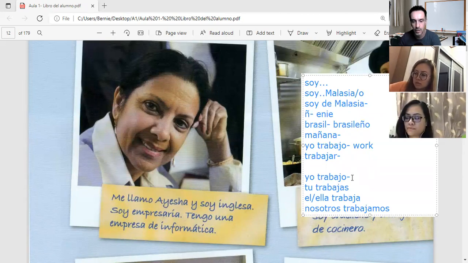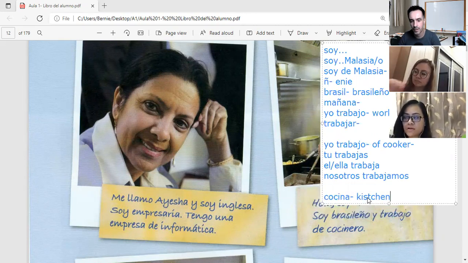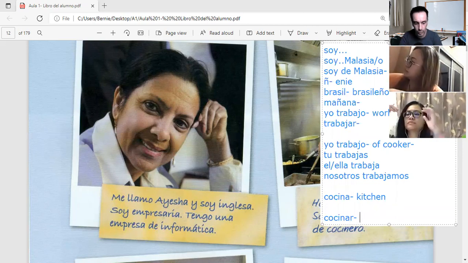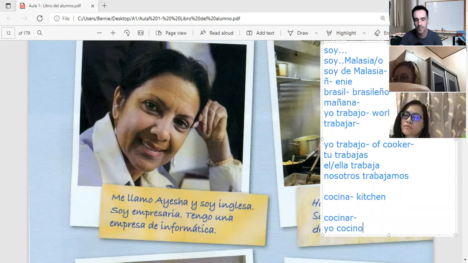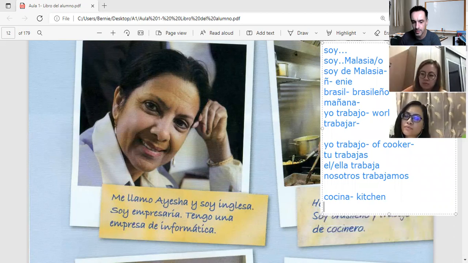"Trabajo de cocinero." "De" in this sense is "of." "De cocinero" means trabajo of chef, cooker. Cooker is cocinero. It's a noun also. Cocina, in this sense, is kitchen. It can be used as a verb also, because the verb to cook is cocinar, right? Cocinar is cook, so yo cocino. But that's a different meaning. So "él es cocinero, trabaja de cocinero." So he's a cooker.